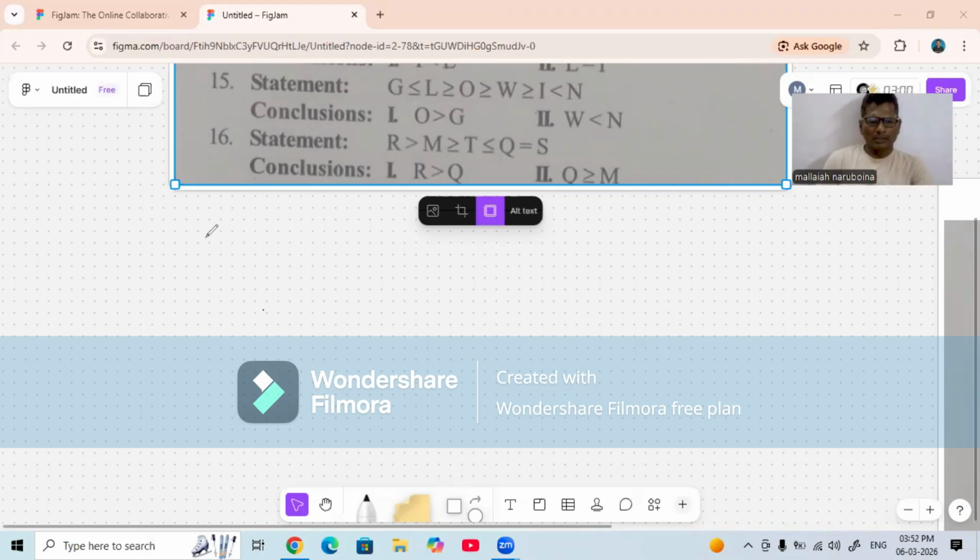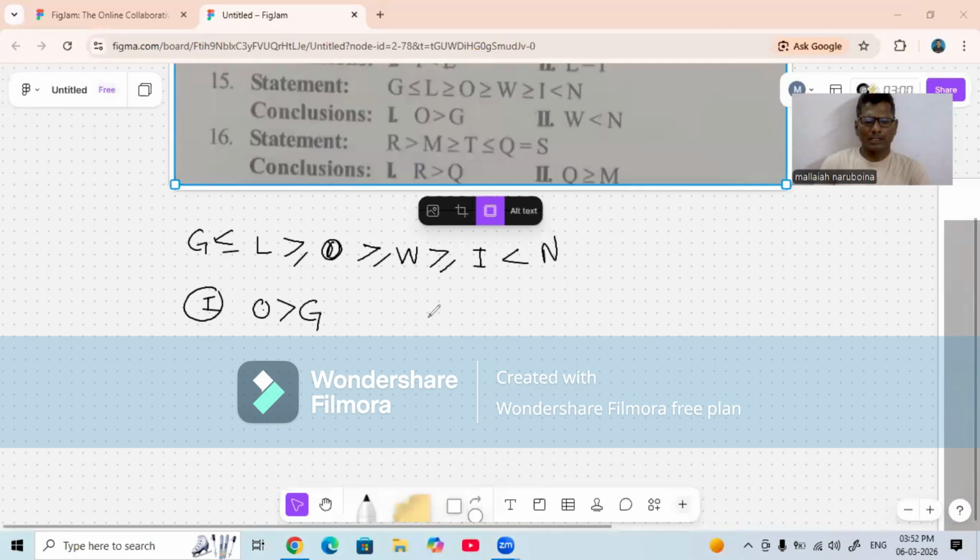Here given G less than or equal to L, greater than or equal to O, greater than or equal to O, greater than or equal to W, greater than or equal to I, and less than L. Conclusion 1 is O greater than G. Second conclusion is W less than L. So O to G we have to go. This portion we require.